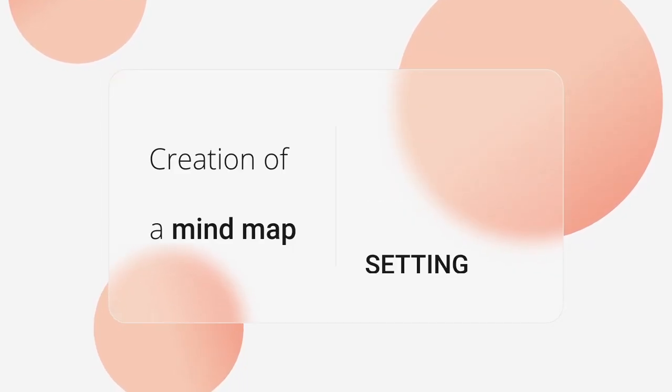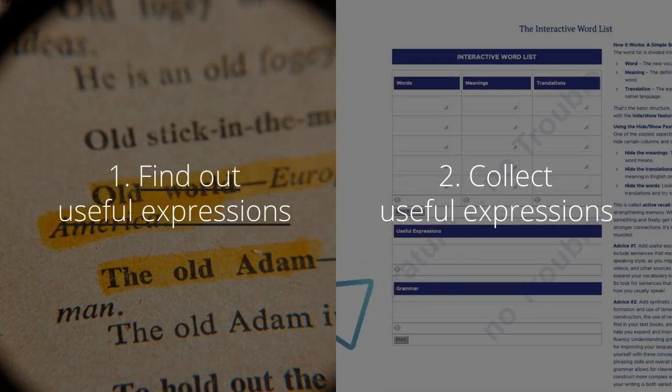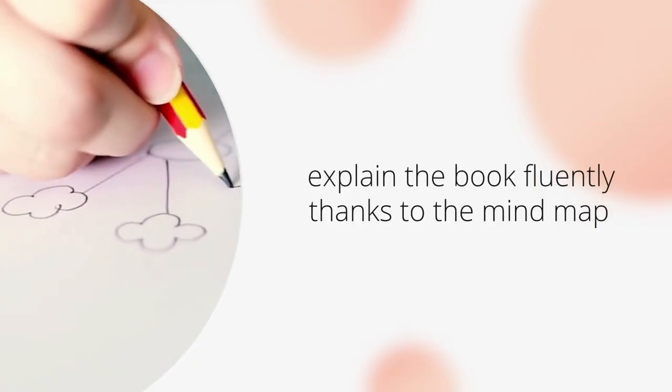Today we'll explore Wilde's story step by step, building a mind map that shows the title, genre, and setting, and learn useful exam phrases you can actually use. And by the end, you'll be able to explain the book clearly in English with one quick look at your map.